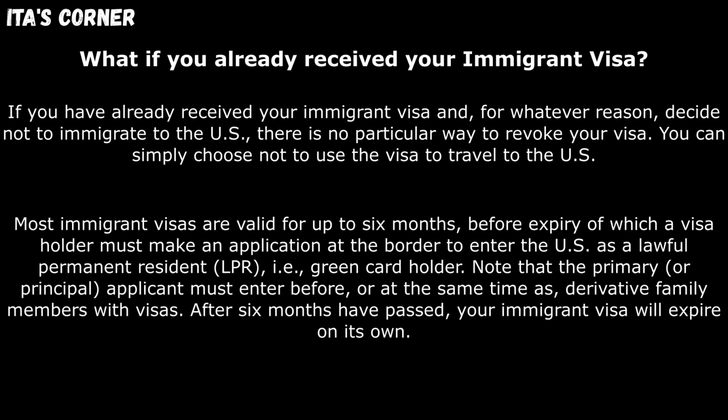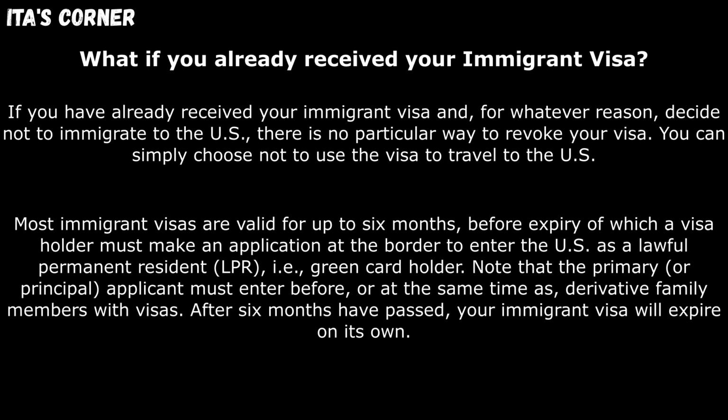Before expiry of which a visa holder must make an application at the border to enter the US as a lawful permanent resident (LPR), for example, green card holder. Note that the primary or principal applicant must enter before or at the same time as derivative family members with visas. After 6 months have passed, your immigrant visa will expire on its own.